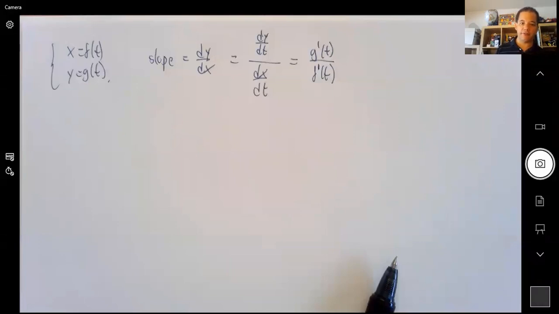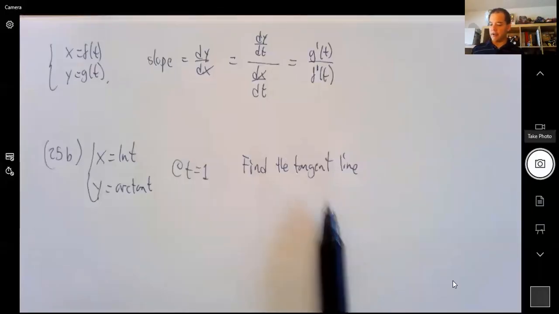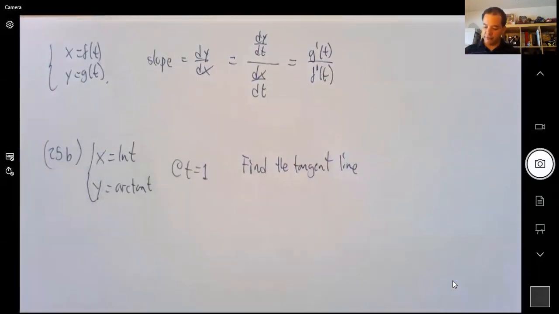So let's take a look at the first one here. Or the second one that looks a bit harder. So for part B, so 25B, we have that x is ln t and y is arctangent of t. And we want it at t equals 1. What is this? The tangent line. So find the tangent line. So we need the slope and we need a point. We have the slope with what we just outlined here. This is how we get the slope, and the point, you just get it by plugging in 1. You get the x and the y. So let's do that first.